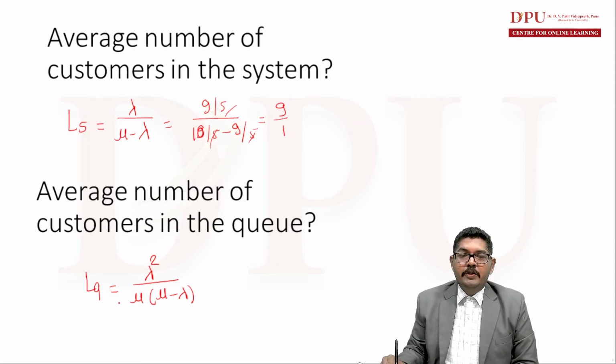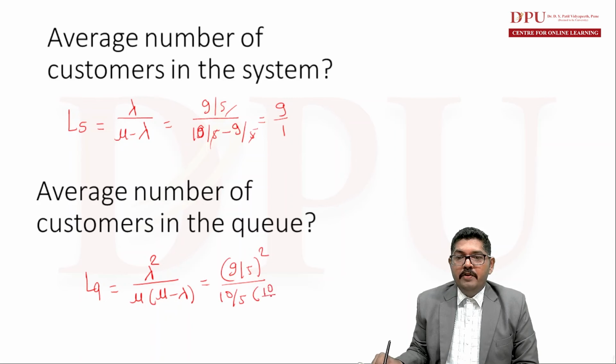LQ is the length of the queue, meaning the number of customers in the queue only. So we are not considering here the number of customers who are being served. So this is equal to 9 upon 5 whole square divided by 10 upon 5, times 10 upon 5 minus 9 upon 5. So these 5s will get cancelled. Let me elaborate on this.